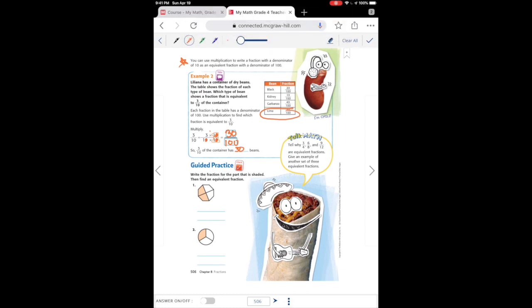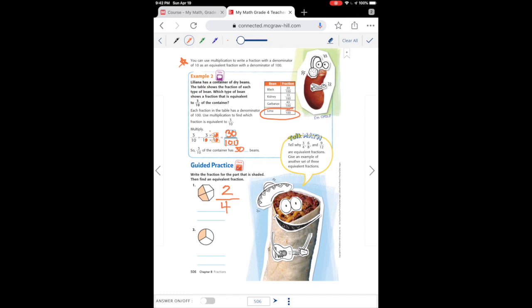The first thing we need to do is write the fraction that is shaded. Remember, our numerator is the number of pieces that are colored in or that we have. Our denominator is how many pieces there are total. So, how many pieces are colored in? 2. And how many pieces are there total? 4. Now, I need to write an equivalent fraction, and I'm going to multiply to do that.